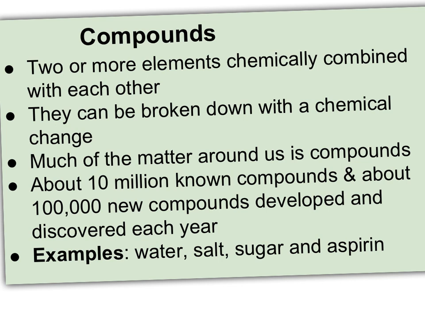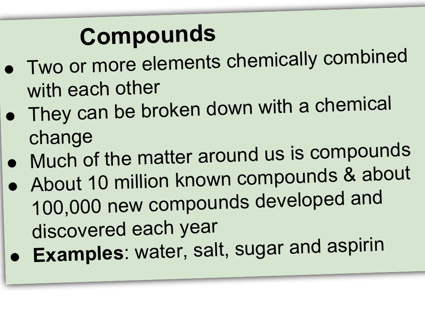A compound is anytime you have two or more elements chemically combined with each other. So this is different than a mixture because they're chemically connected, so they have to be chemically separated. You can't just physically separate them with a magnet or a filter or distillation. So much of the matter around us is compounds. In fact, much of the matter around you is either a mixture or a compound, or most likely a combination of both.